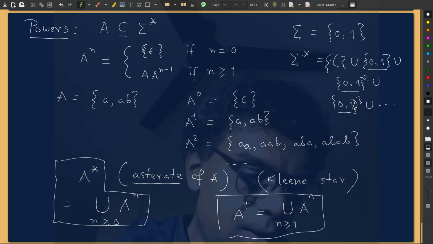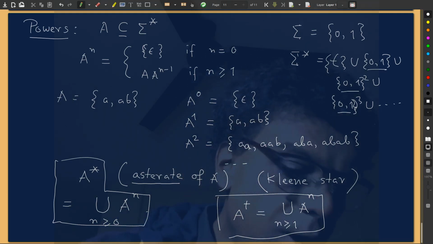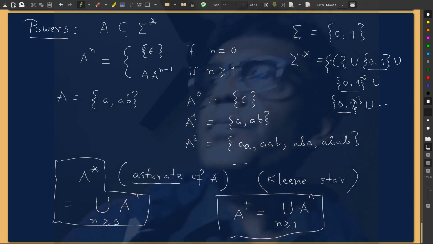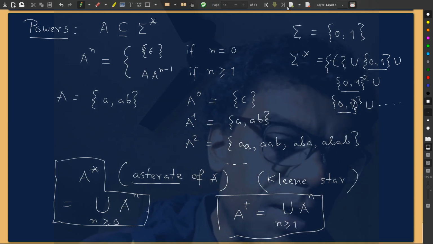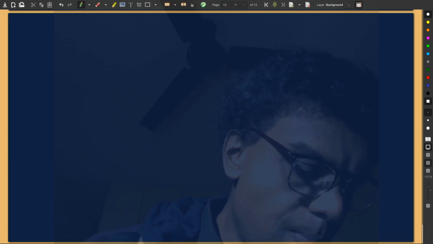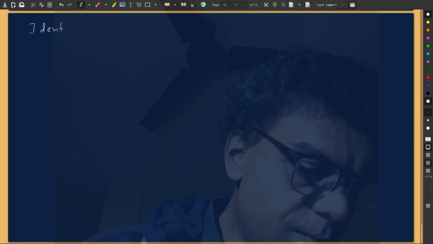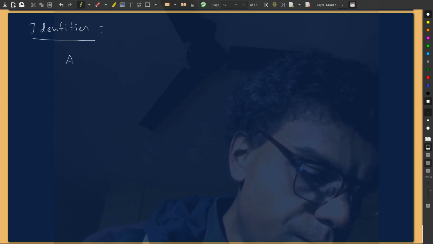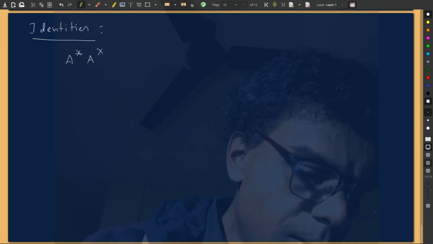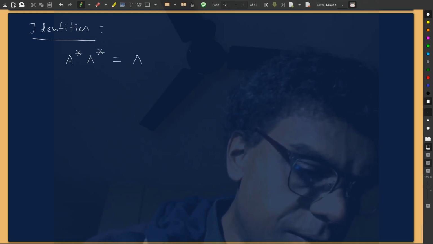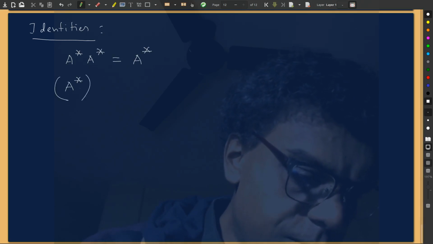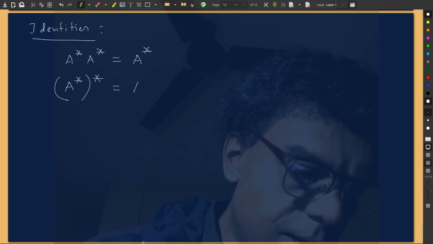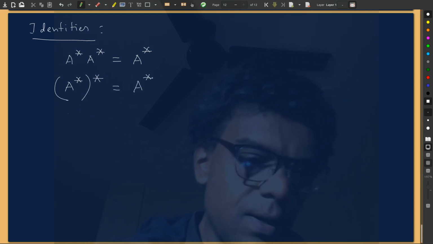Okay, and one important thing that I would like to mention here, a few identities about this asterisk. Easy to prove all these things. A star concatenated with A star, you will get A star. If you take one asterisk and once again make an asterisk of that, you will get nothing new. It will be same as A star.